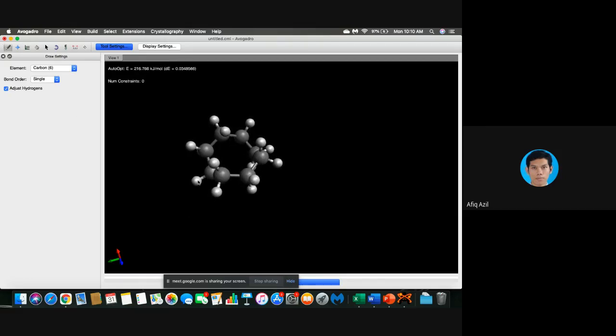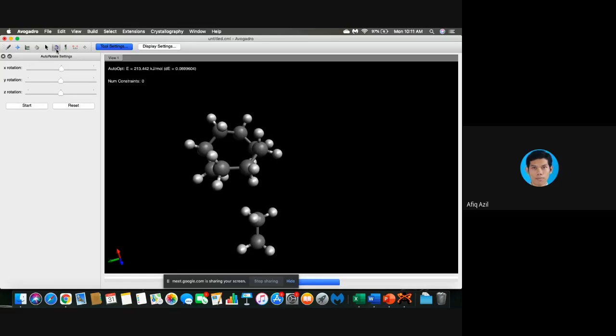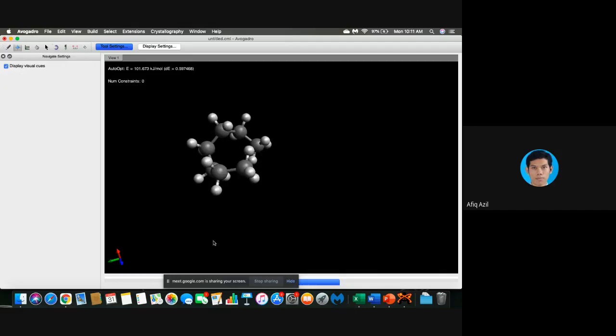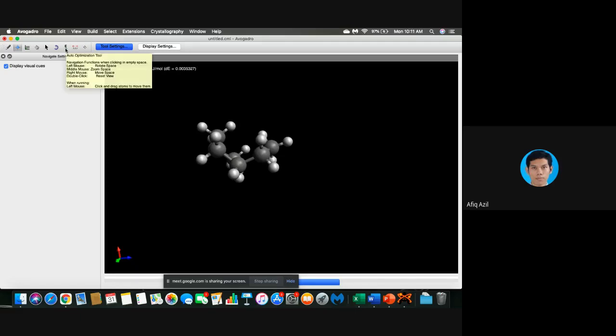Okay. So once you draw, if it doesn't look like the proper cyclohexane, what you need to do is, once you finish drawing, there's a button or a tab over here which has this E. So this is actually the auto optimization tool. On all of the other software, there will also be a function like this that will correct the structure for you.